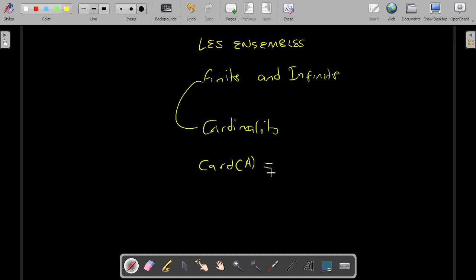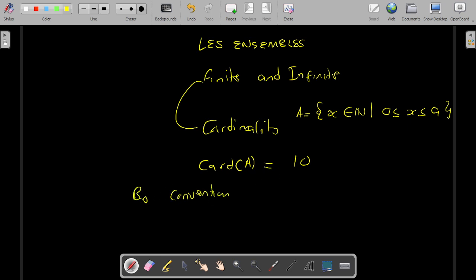Well, for the card of the set A, I'll write the set A again. A is a set of the elements x in the set of natural numbers, such that x is going to be between 0 and 9. Now, if you write this set in extension, you're going to find out that the cardinality of the set A is going to be equal to 10.